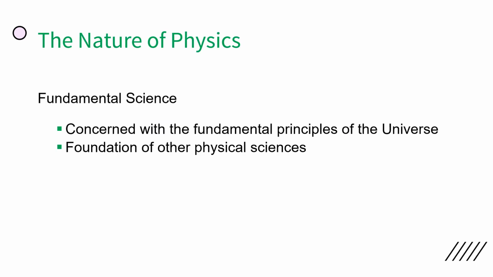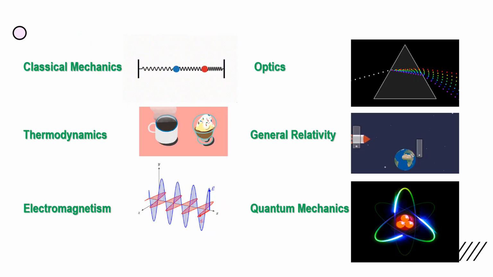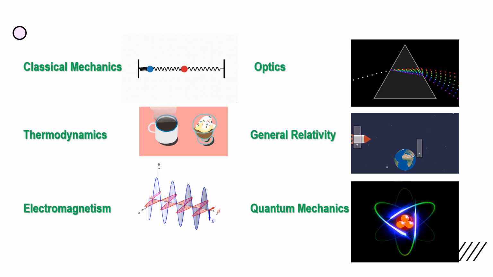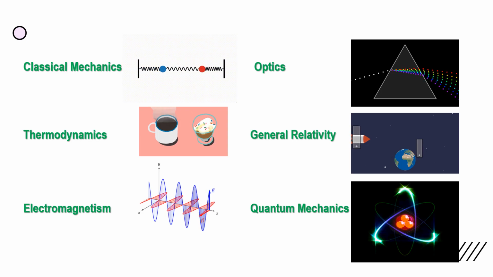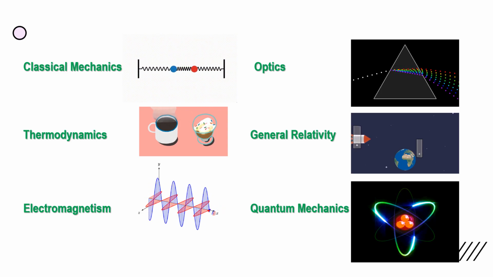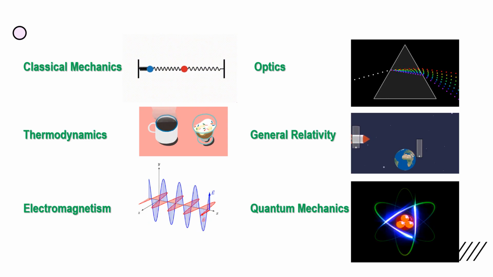So physics is a fundamental science that is concerned with the fundamental principles of the universe, and it is the foundation of other physical sciences. The study of physics can be divided into 6 parts. We have classical mechanics, and then thermodynamics, electromagnetism, optics, general relativity, and quantum mechanics.